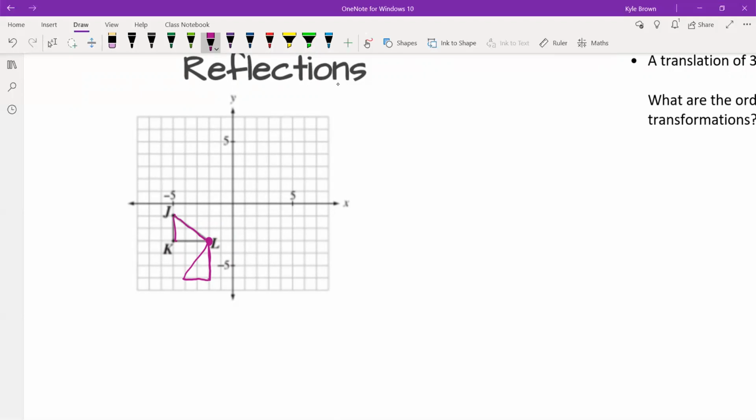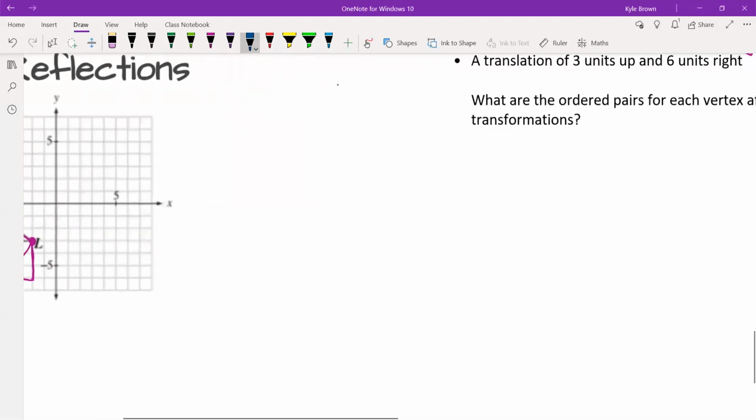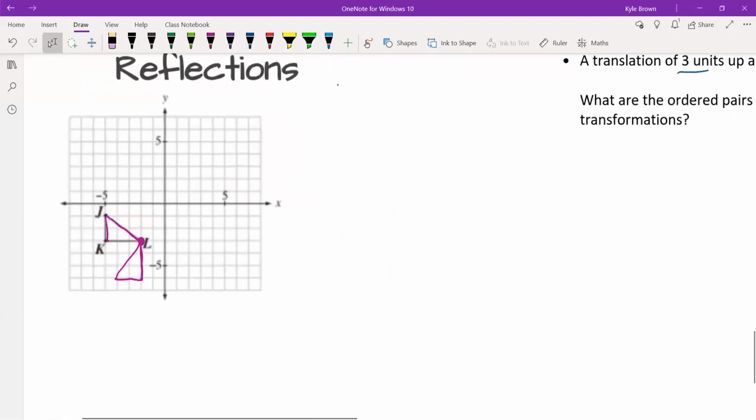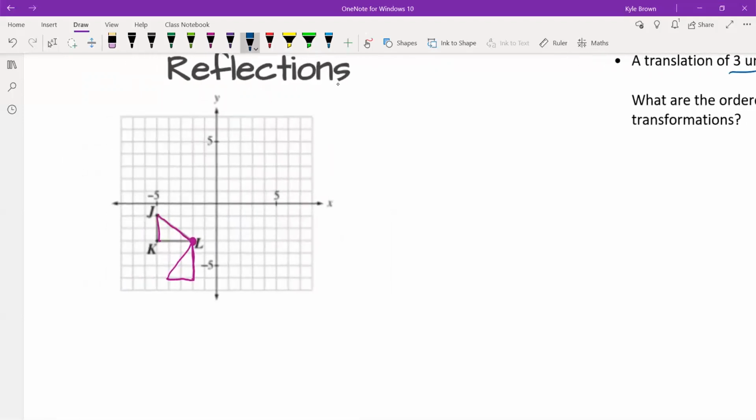Okay, so now that I have that rotation figured out, now I just need to move the point, what did it say? Up 3 units, 6 units to the right. So 3 units up. So all I have to do is every one of these points, I'm just going to count up 3. So 1, 2, 3. So that's my new L. This point here, I'm going to move up 3. I made this awkward, so that's going to be there. And this one's going to move up 3, so that's going to be there.